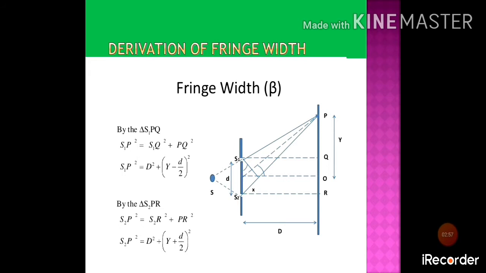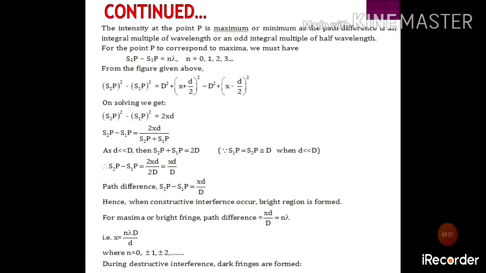In order to do that, we will simply take the triangle S1PQ and then by substituting the values using the Pythagoras theorem, we will get certain relations. Similarly, by taking the triangle S2PR, again we will get certain relations as you can see on the screen. Then in order to find the intensity at the point P, as I have already told you, whether I get a maxima or a minima at P will totally depend upon the path difference between S1P and S2P.